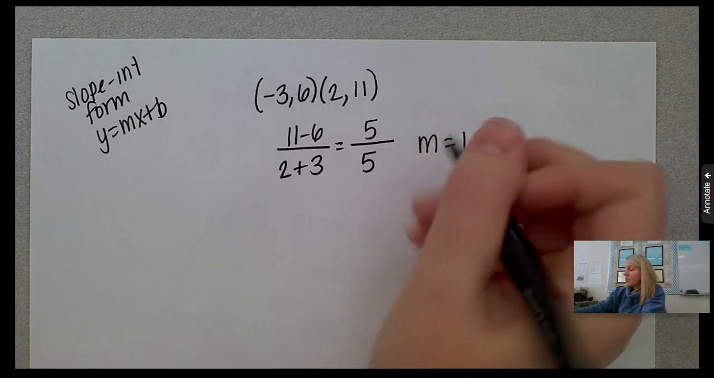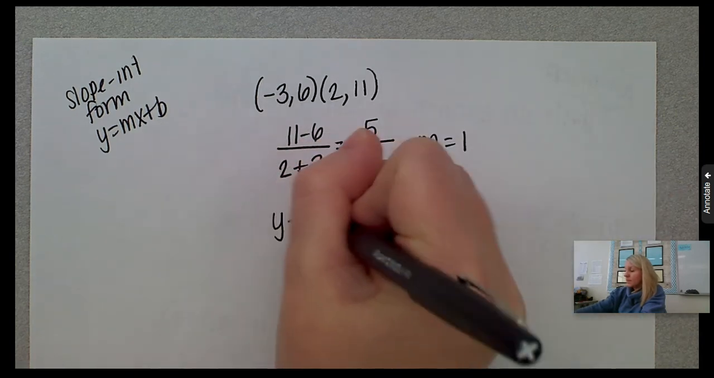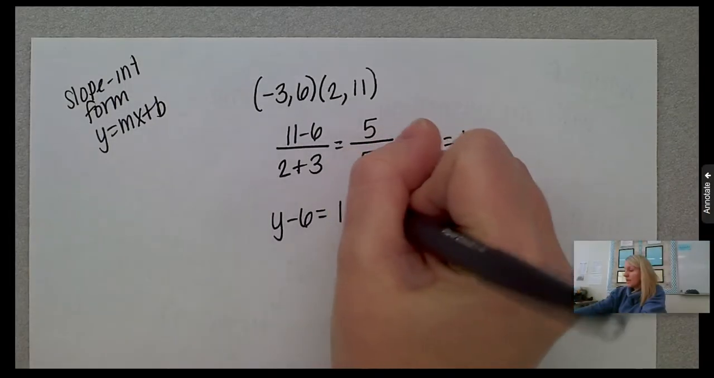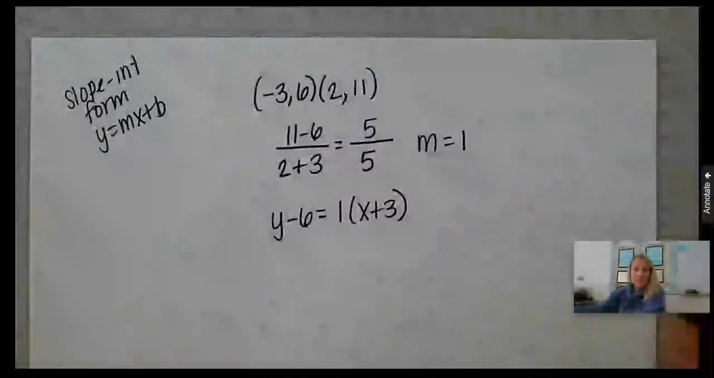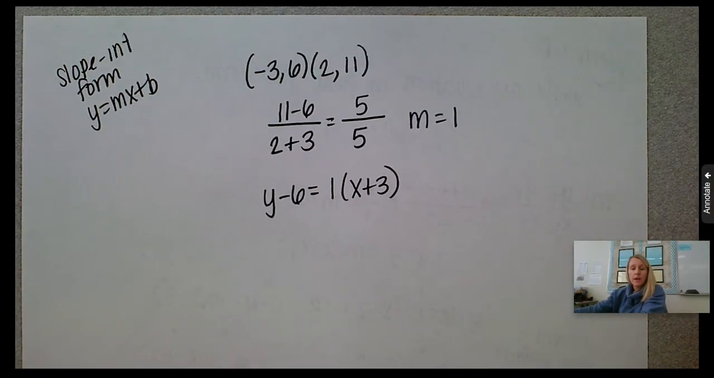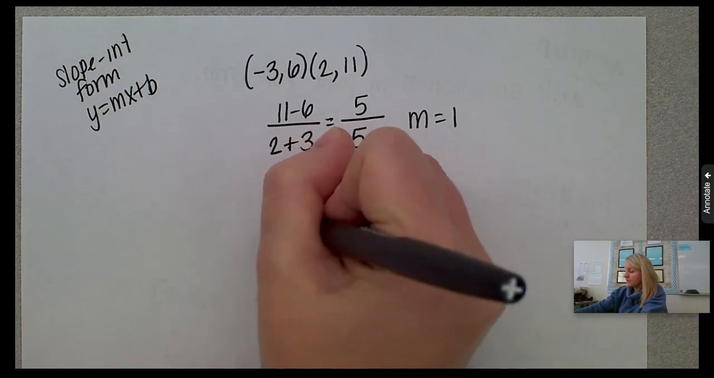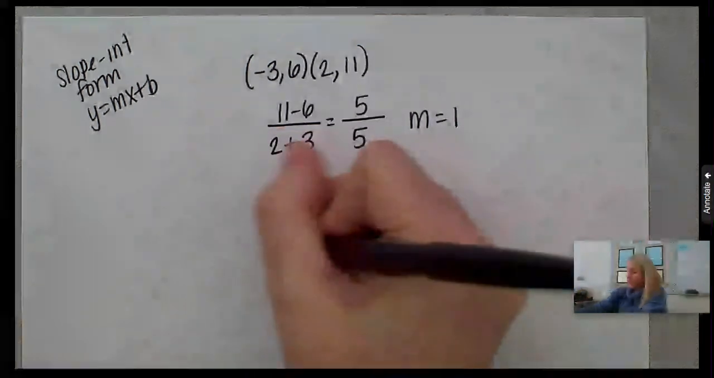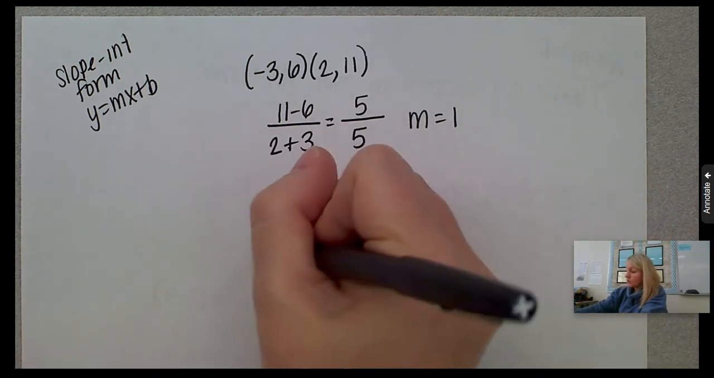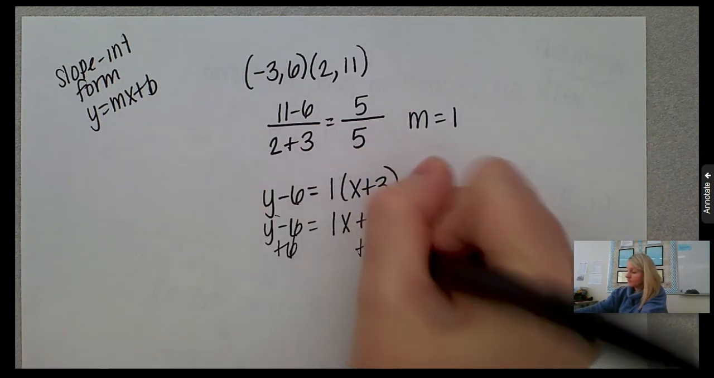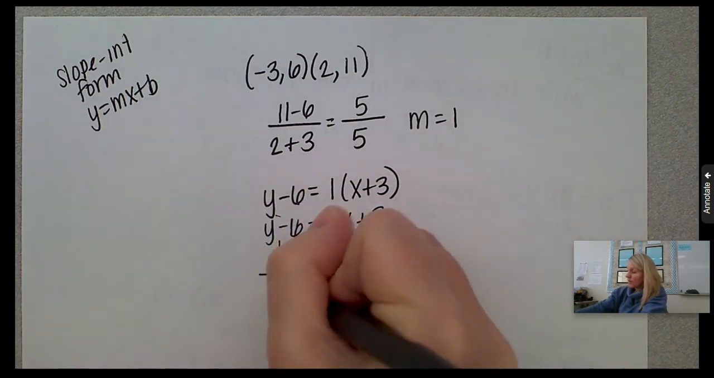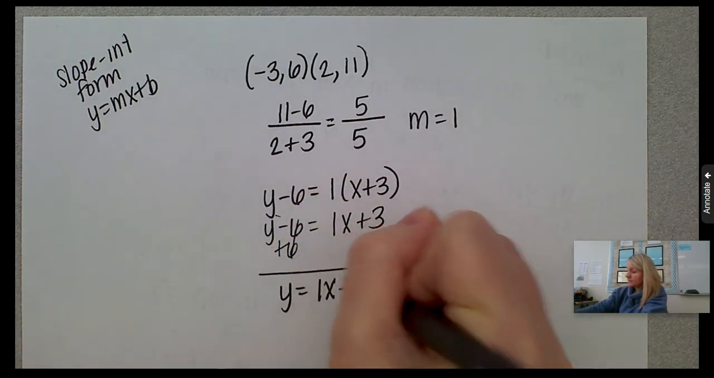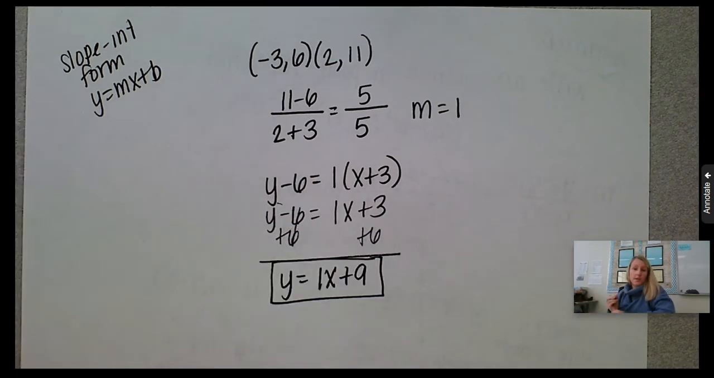So if I plug this into point slope, I would get y minus 6 equals 1 parentheses x plus 3, because remember it's minus negative 3. So just little things to remember about last week. But I'm saying, oh, this is point slope. I want slope intercept. So I'm going to distribute in. And then my last thing is to isolate that y. So I'm just going to move that 6. And my final answer would be y equals 1x plus 9. And you'd be done.